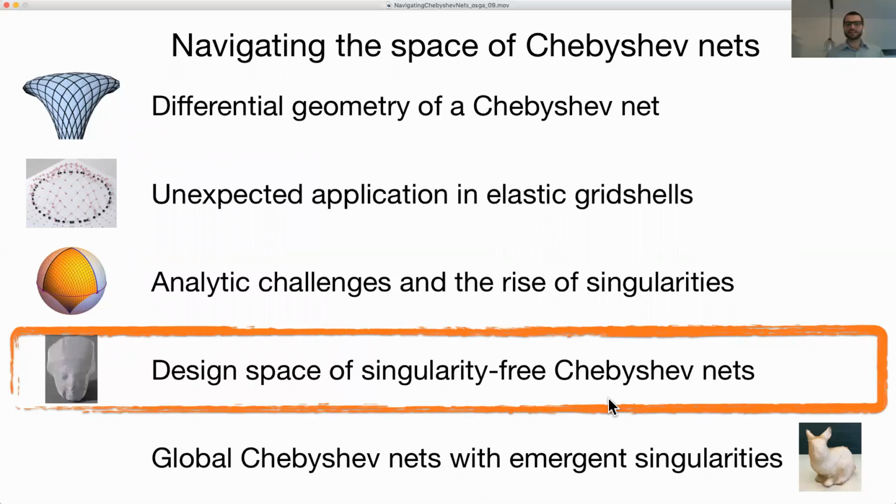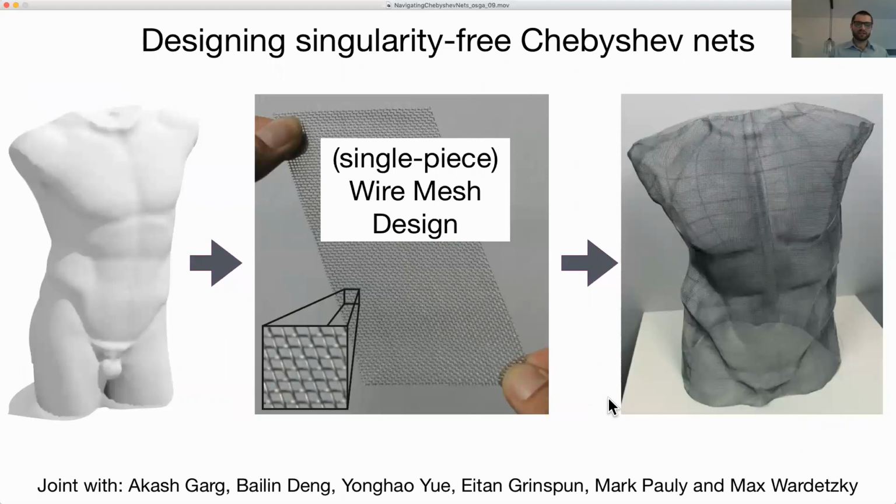So we'll start with the design space of singularity-free Chebyshev nets. This is joint work with a couple of groups in computer graphics, Akash Garg, Bailan Deng, Yonghao Yue, Eitan Grinspun's group at Columbia, Mark Pauly's group at EPFL, and Max Wardetzky at the University of Göttingen.